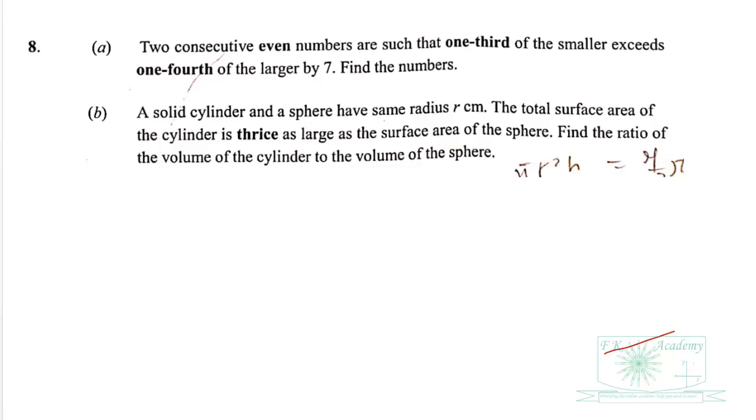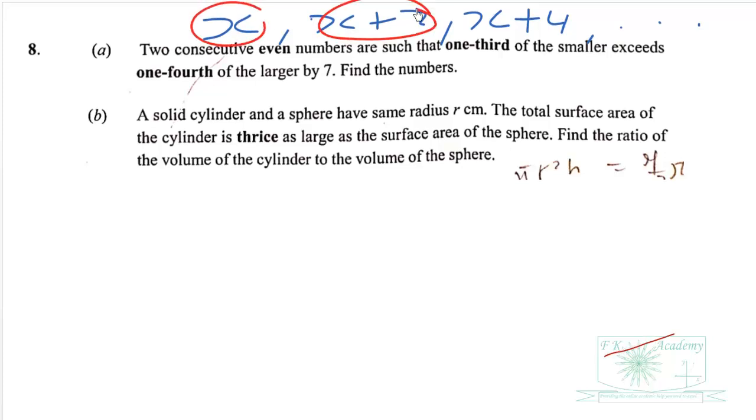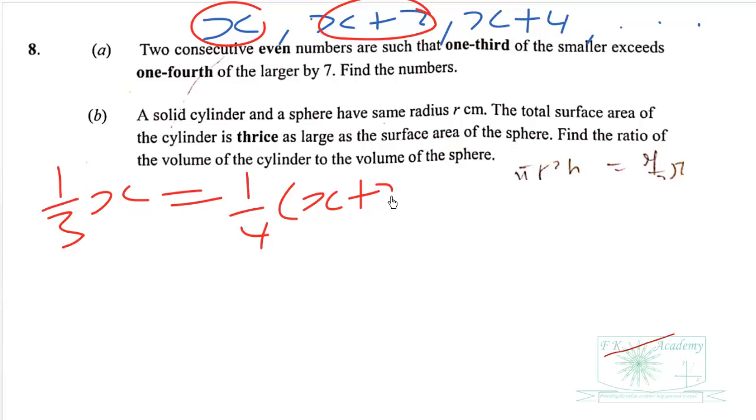So we know the even numbers are like this: x, x plus 2, x plus 4, and so forth. So let's pick two consecutive, this one and this one. And we're told that two consecutive even numbers are such that 1/3 of the smaller one, so 1/3 x, exceeds 1/4 of the larger one, so 1/4 (x plus 2), by 7.